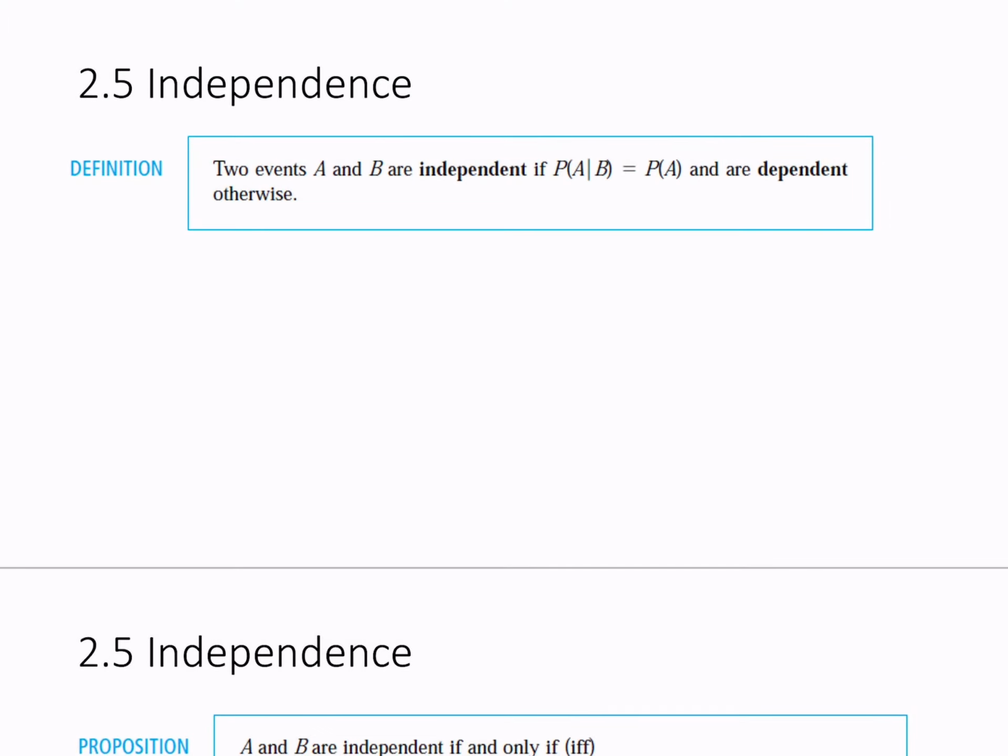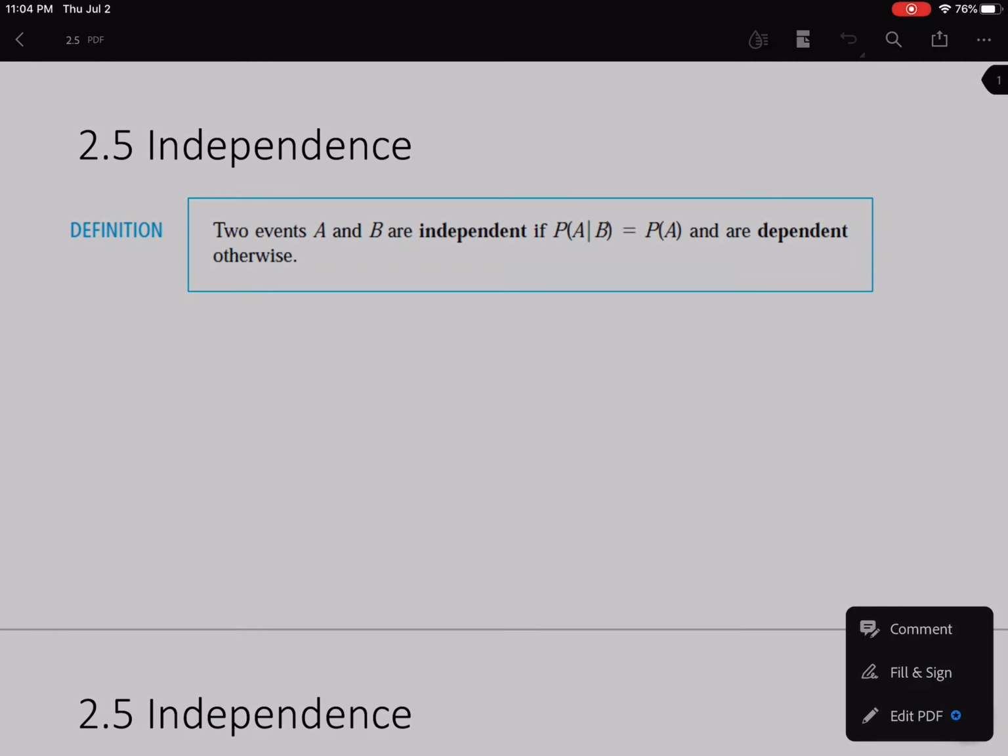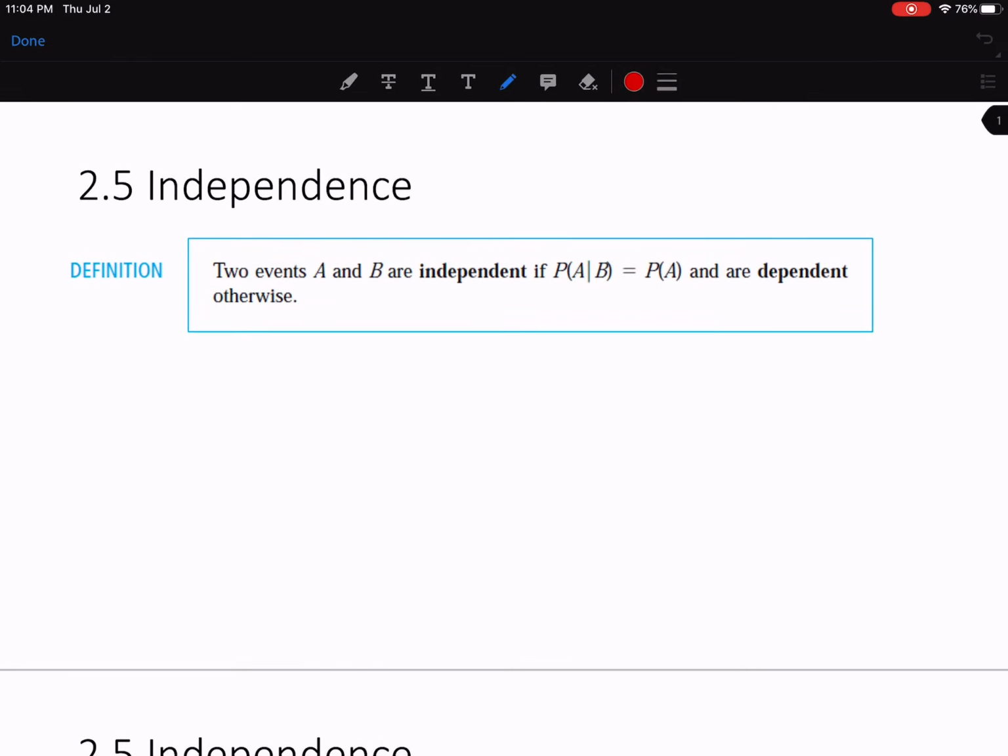Alright guys, in this video we're talking about 2.5 independence. Okay, so first of all, let's take a look at the definition. Two events A and B are independent if the probability of A given B is equal to the probability of A, and are dependent otherwise. Now, let's take a look at an example and see how this definition works.